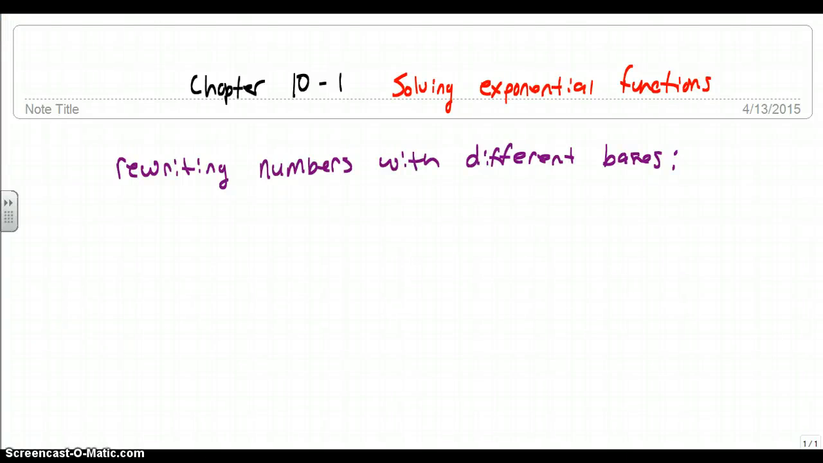Alright, this is just a real quick video on how to solve exponential functions by rewriting numbers with different bases. That's all we're doing here. There's multiple ways to solve exponential functions. This is the simplest way, and we're going to start with that. First of all, you have to know how to rewrite numbers with different bases. It sounds difficult, but really all you need to know are your squares and your cube roots.